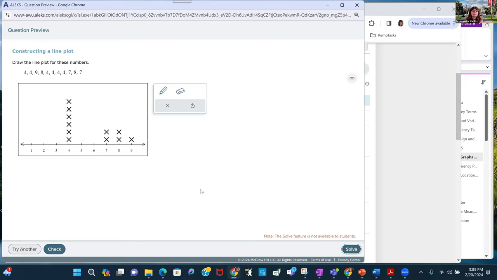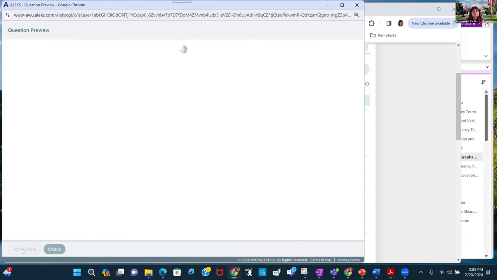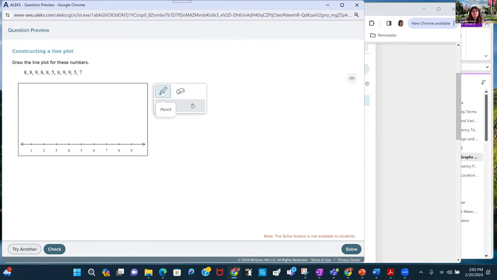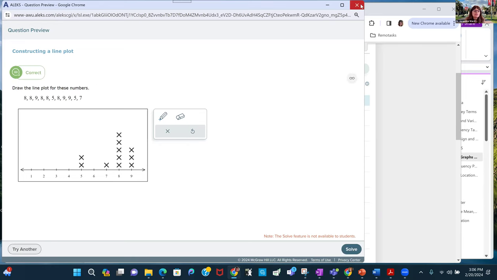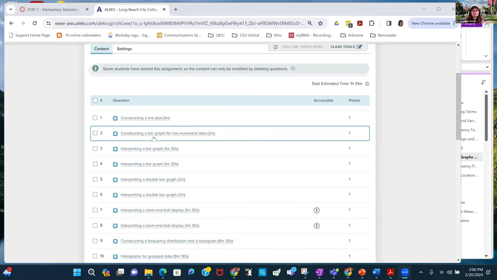So I'm just going to pull up the answers here. And you might want to just do one at a time, from left to right. You can click the pencil, and when you click over the eight, it puts the X right over that. And then there's a nine, there are two more eights, a five, et cetera, et cetera. So that's for a line plot.